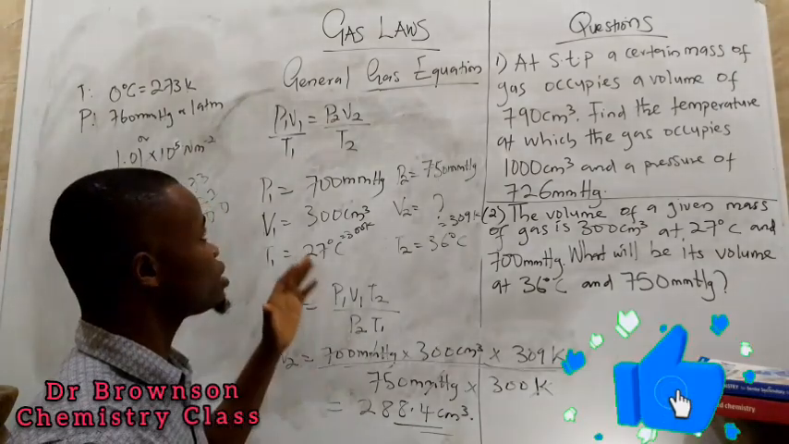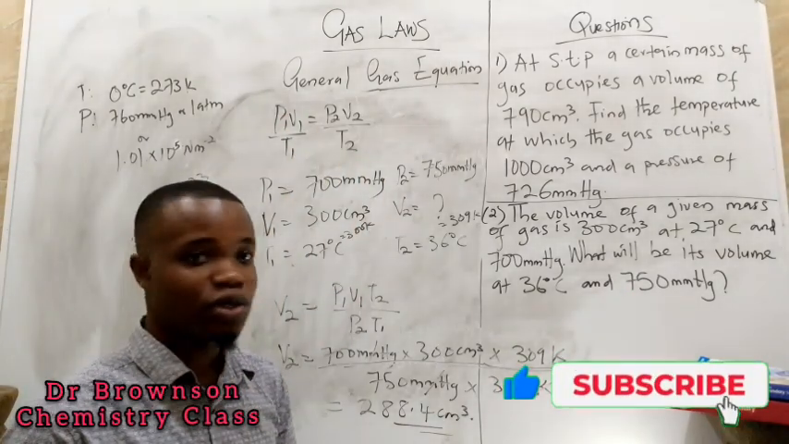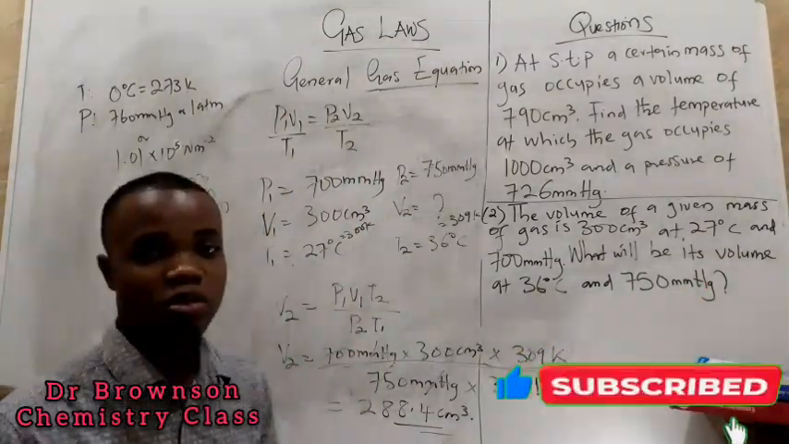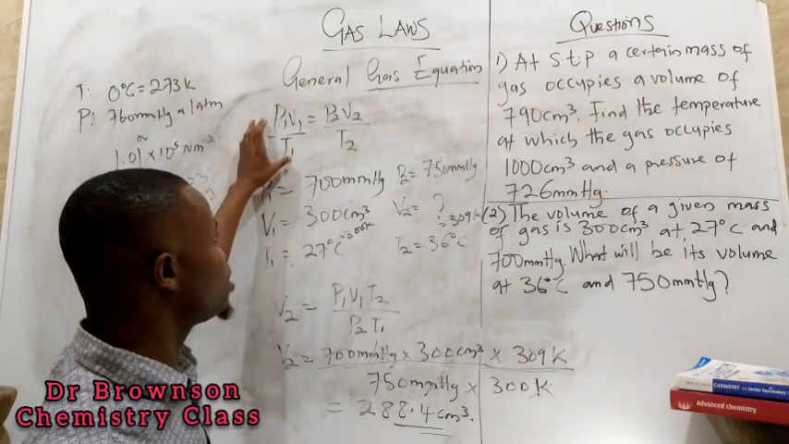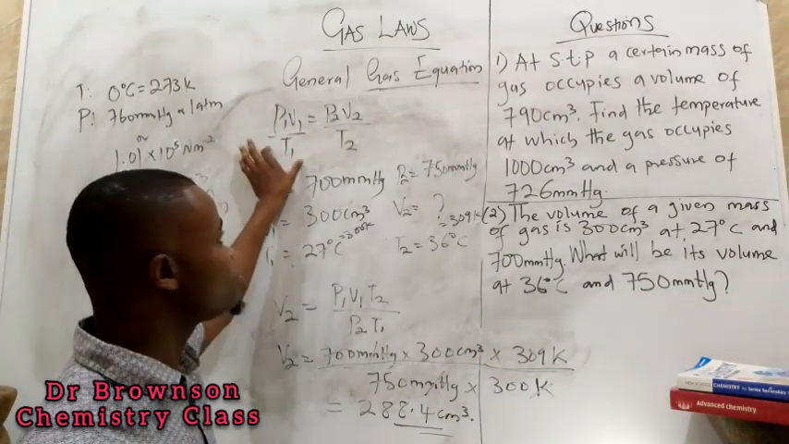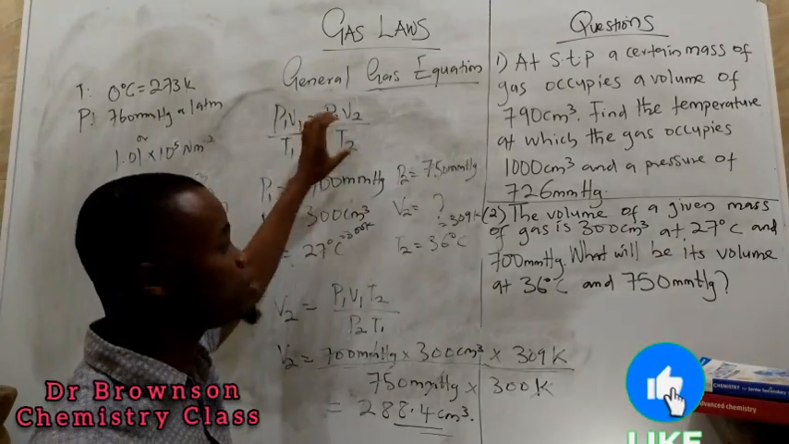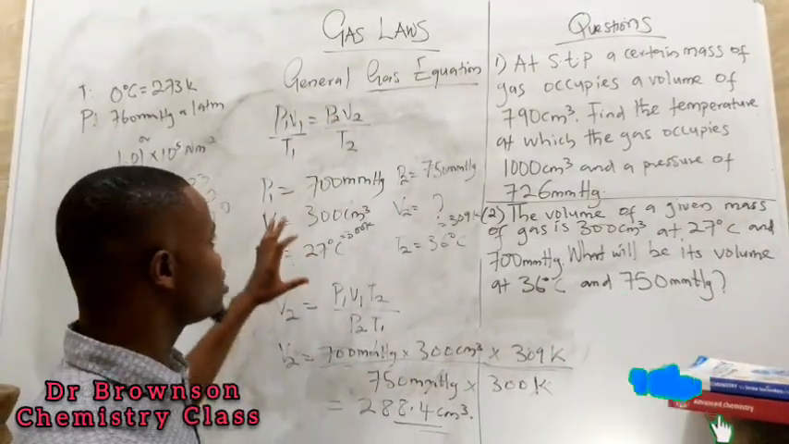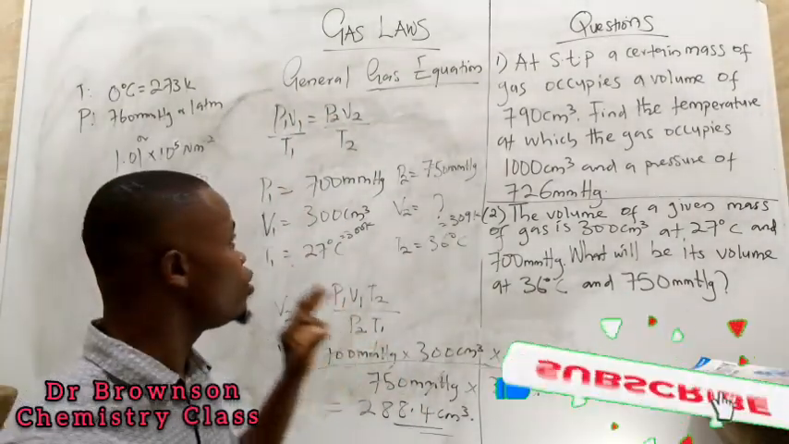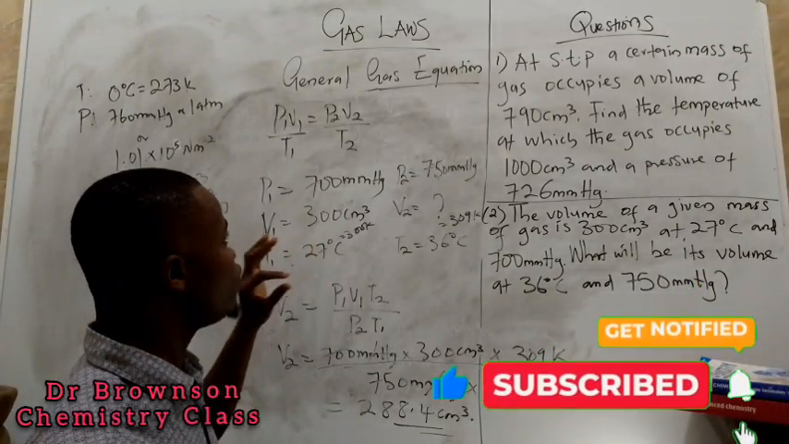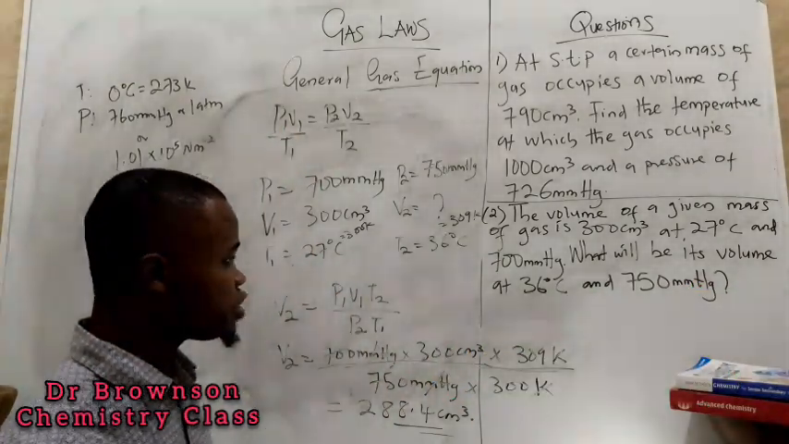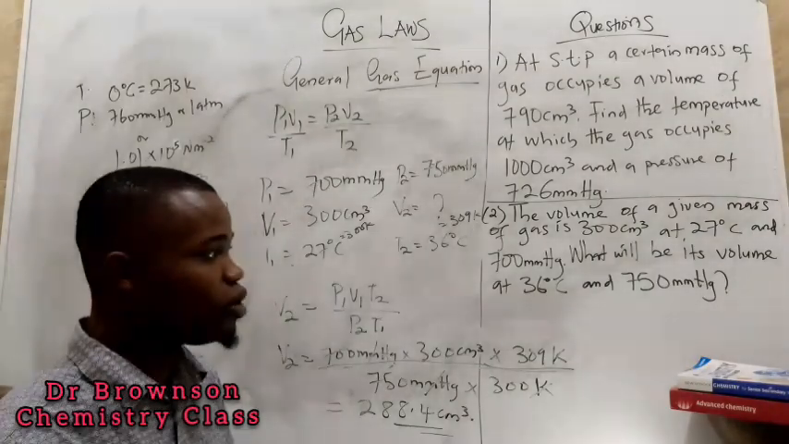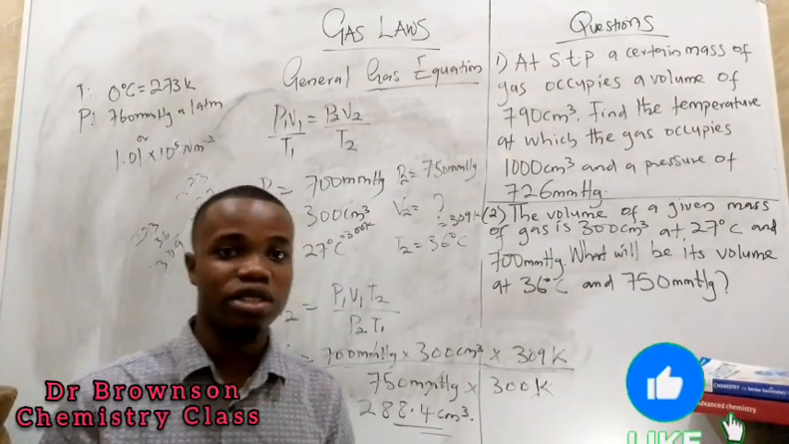I hope you understand the general gas equation. The general gas equation is the combination of Charles' law and Boyle's law, and the formula is P1 V1 over T1 equals P2 V2 over T2. The law states that pressure and volume over temperature of a given mass of a gas is constant. So in this case, we have come to the end of today's class.